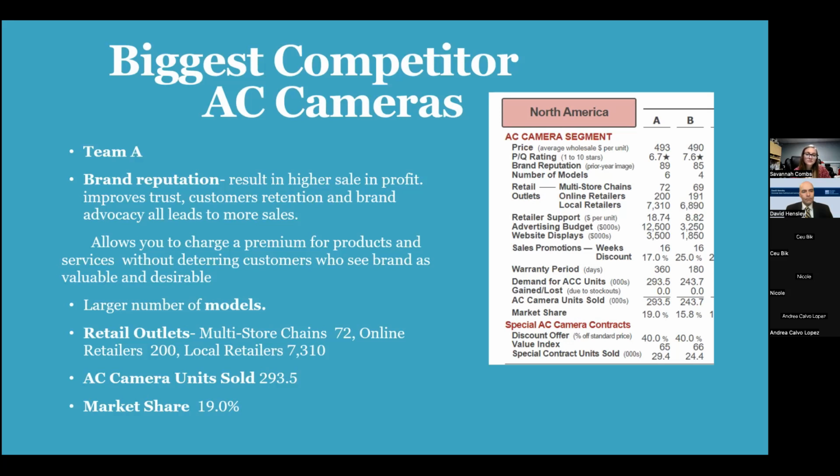And for the number of models, Team A has six and we only have four. For retail outlets, multi-store chains, Team A has 72 and we have 69. Online retailers, they got 200 and we only got 191. The local retailers, they got 7,310 and we only have 6,890. They have units sold of 293.5 and we only got 243.7, and they also got a better market share, which is 19.0%, and we only got 15.8%.